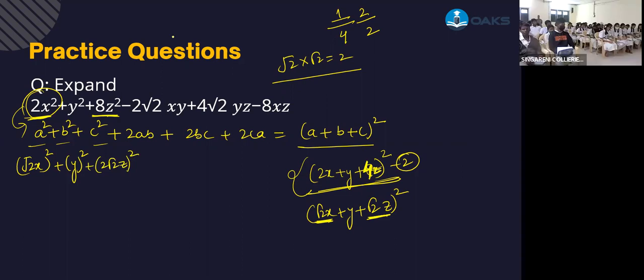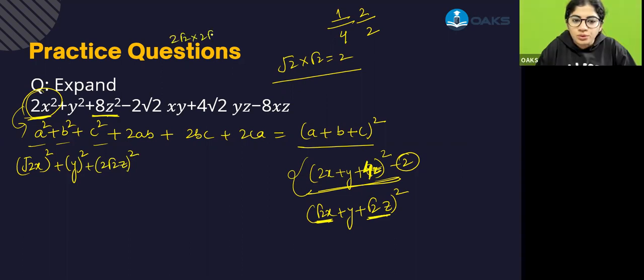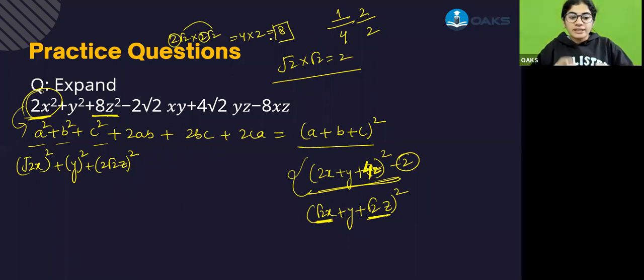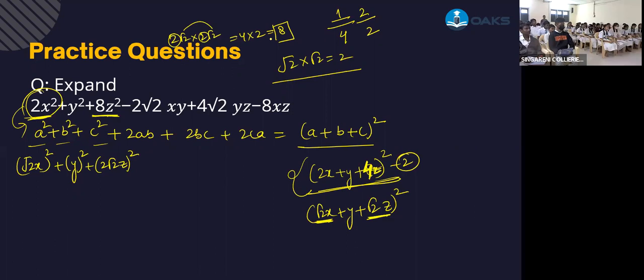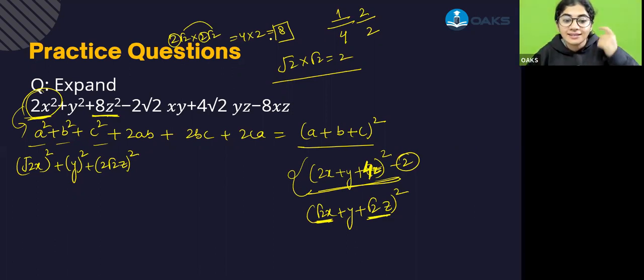Kindly try to multiply 2 root 2 into 2 root 2. So 2 into 2 is 4 and root 2 into root 2 is 2. I get 8. Right? So it is 2 root 2 z whole square. Everybody understand? I get my A, B and C. But what is missing? I need the negative sign.